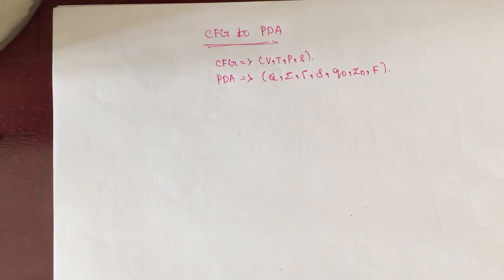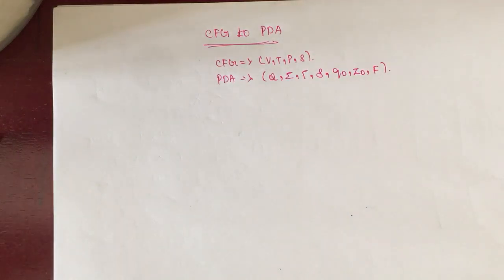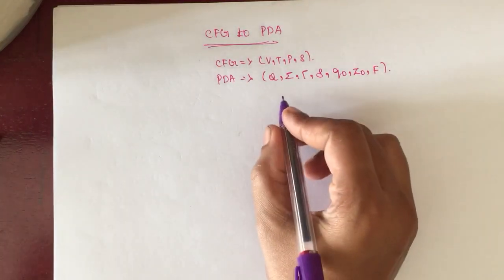Hello everyone, in this video I am going to discuss the conversion from CFG to PDA. We are just going to convert the context free grammar to the pushdown automata. Fine. So before converting from CFG to pushdown automata, first we see that if you take CFG there are 4 tuple notations used, and if you take PDA there are 7 tuple notations used here, right?